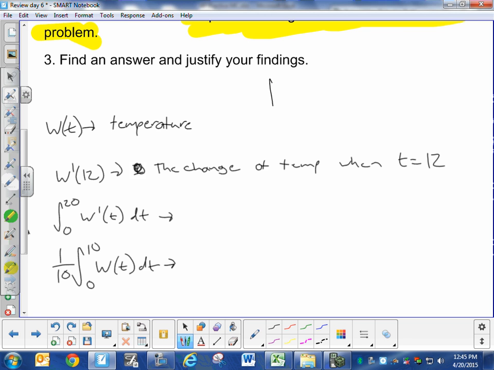Yes, the fundamental theorem of calculus states that an area under a curve is equal to the change in its antiderivative. Well, you would say this is equal to, and you would use this to calculate it, and you'd say what that is: the total or the overall change in the temperature over 20 minutes.